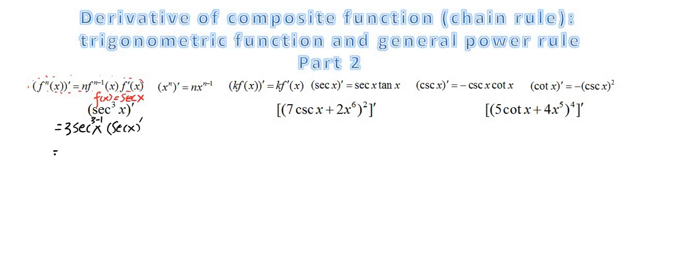Now plug in f(x). We have 3 secant x squared, and the derivative of secant x is secant x times tangent x. And we can combine these two terms. We have 3 times secant x cubed tangent x.